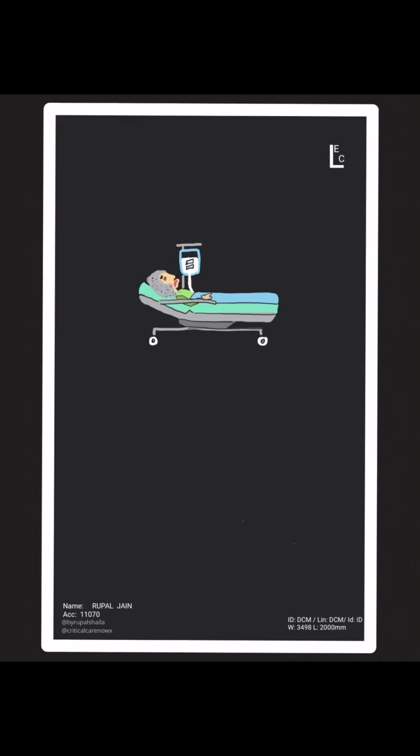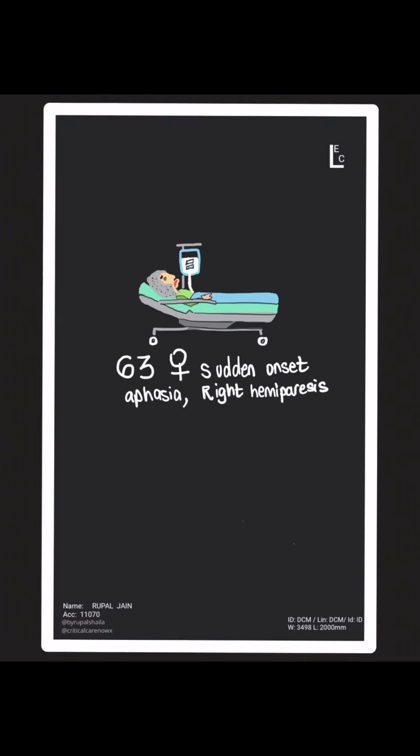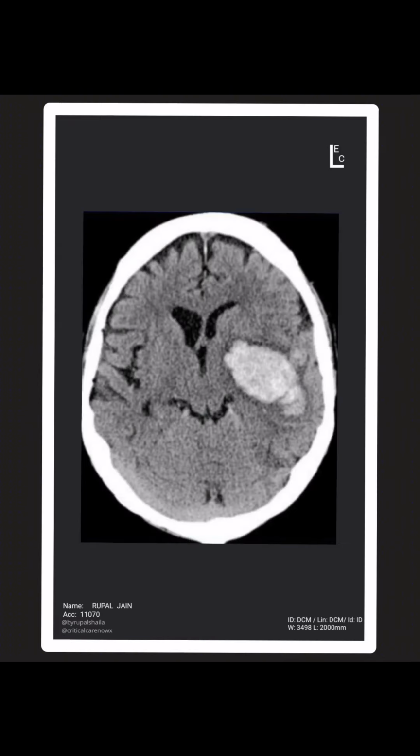Now for a second case. We have a 63-year-old female with sudden onset aphasia and right hemiparesis with a very elevated blood pressure. The dry head CT shows this. The CT technician asks if you want a CT angiography, and you say, sure, why not? Let's evaluate for maybe a bleeding aneurysm or an AVM.